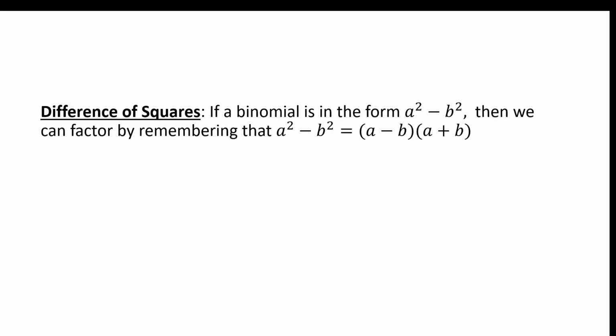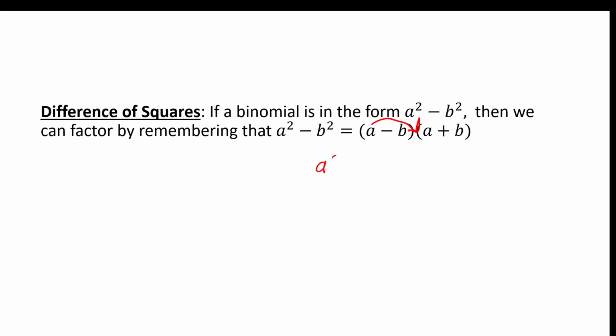All right, now what if we have a difference of squares? Sometimes a binomial will be in the form a squared minus b squared. If this happens, then we can simply remember a squared minus b squared equals the quantity of a minus b times the quantity of a plus b. So if you want to see proof of that, let's just take a look.